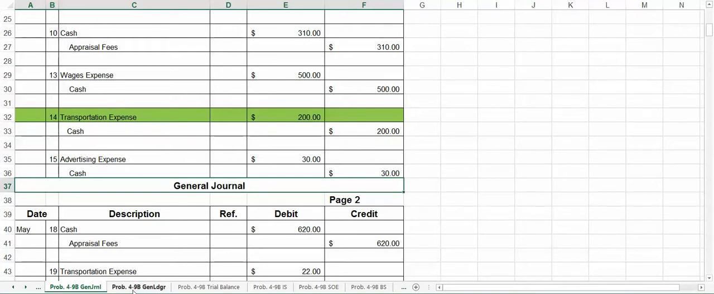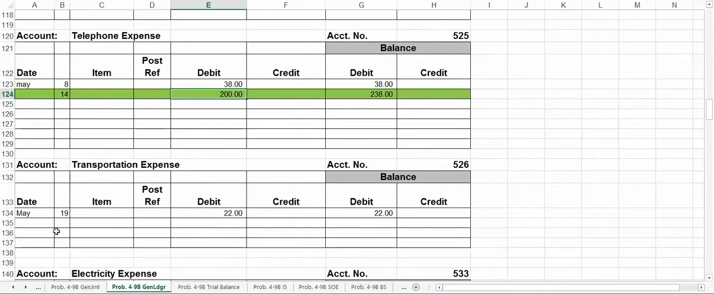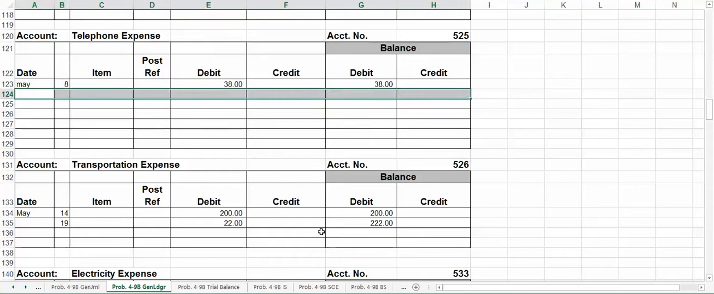So I'm going to go back and correct that. So this should be the 14th for $200. Then we should have one on the 19th for $22. And then we're just going to delete. And then it's corrected before we got too far. So now I'm going to pause it again and finish the rest of the transactions.